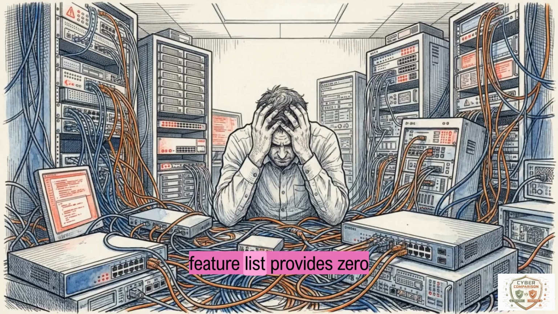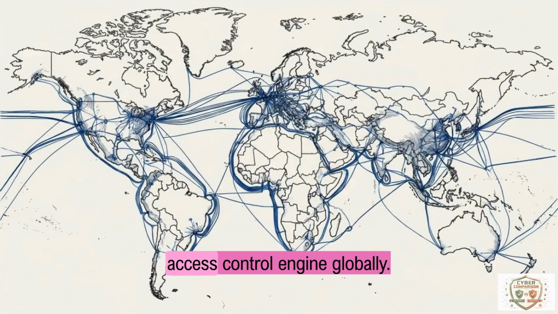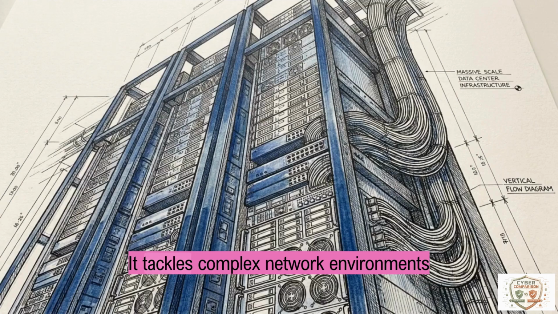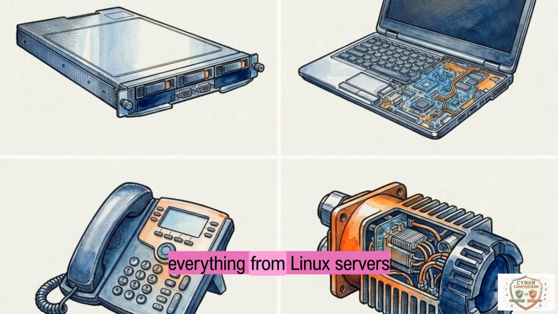A platform's feature list provides zero value if its underlying architectural philosophy actively fights against the organization's existing infrastructure and operational maturity. Cisco ISE operates as the most widely deployed identity-based access control engine globally. It tackles complex network environments through sheer depth of capability. ISE meticulously profiles thousands of endpoints simultaneously.